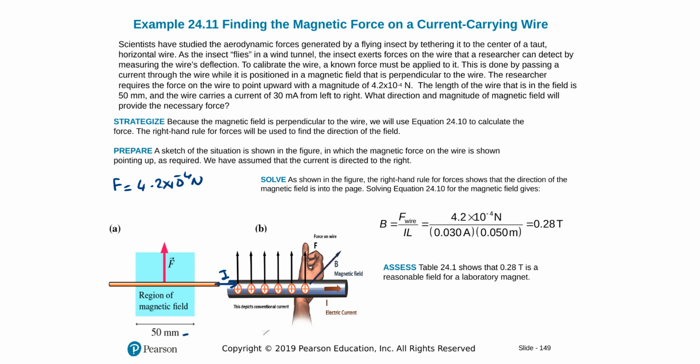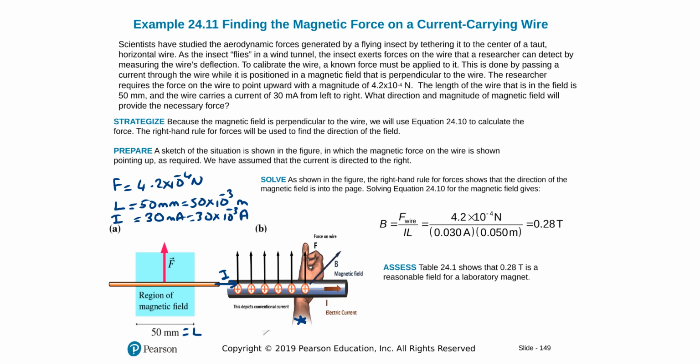The part of the wire in the magnetic field, which is L in our equation, the length that is in the magnetic field, is 50 millimeters. That's 50 times 10 to the minus 3 meters. The current through the wire is 30 milliamperes. That's 30 times 10 to the minus 3 amperes as well. What is the value, magnitude, and the direction of the magnetic field? And this figure here nicely shows the right hand rule for this question.